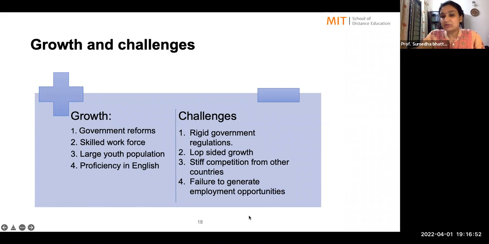Failure to generate employment opportunities, as we saw that 60% of GDP is being contributed by service sector, but it has been a jobless growth because the employment opportunities remain around 25 to 26%. So that is another challenge that we have faced.